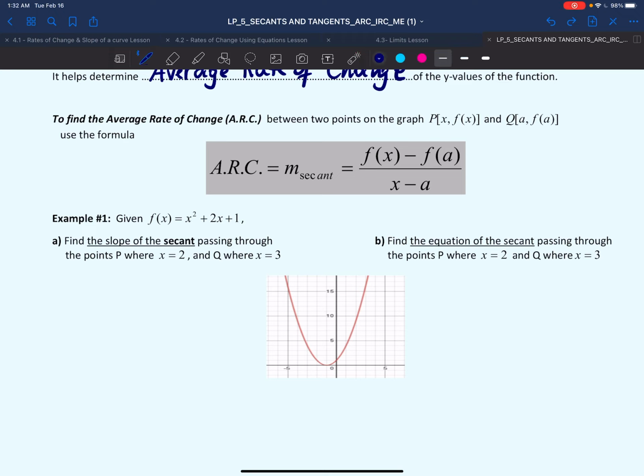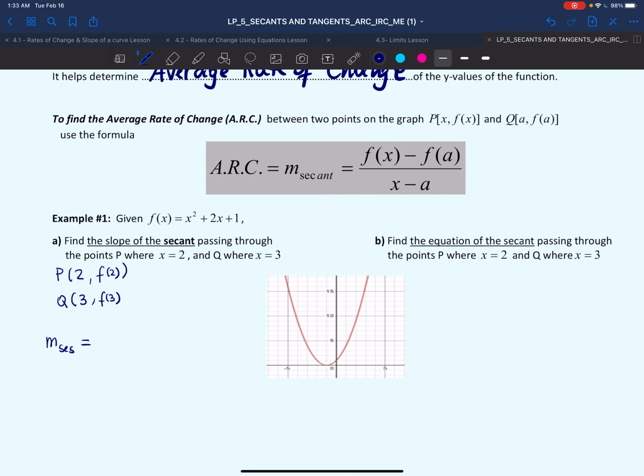We are given the function f of x equals x squared plus 2x plus 1. We need to find the slope of the secant that passes through the points P, where x equals 2, and point Q, where x equals 3. Now, in order to find the slope of the secant, we have to know what the coordinates of each point are. And we are given just the x coordinate. So the y coordinates will be found by substituting the x value into the function.